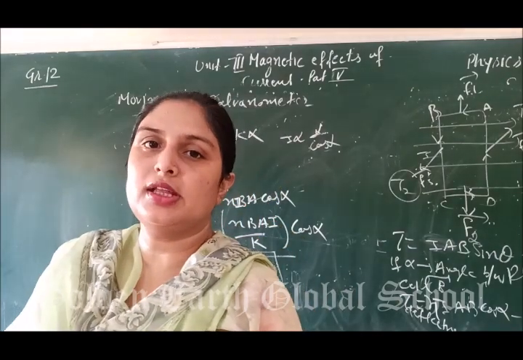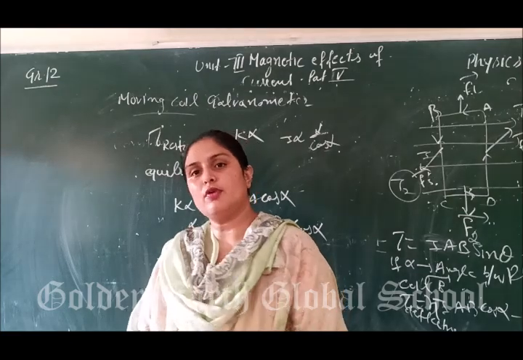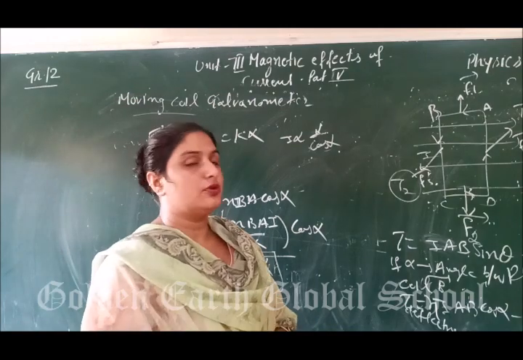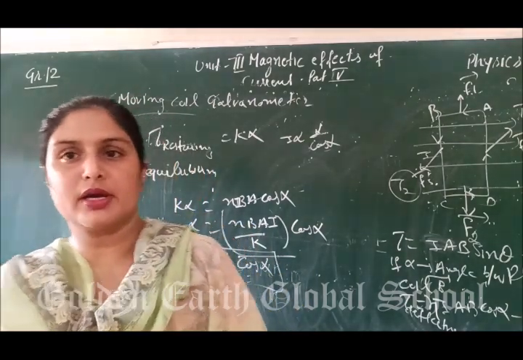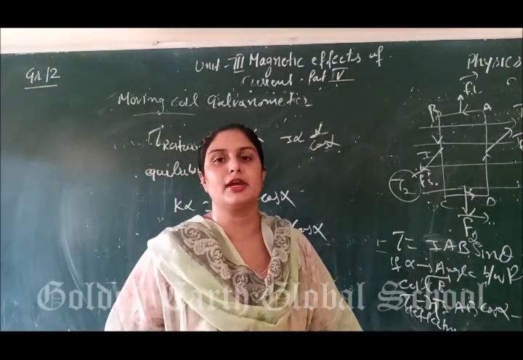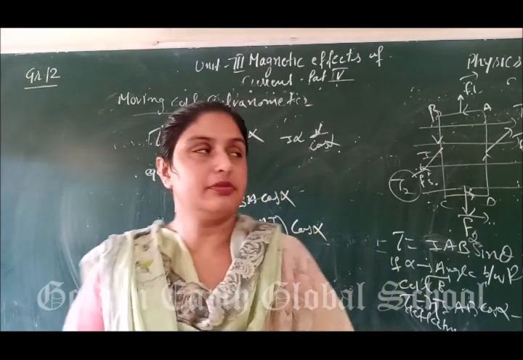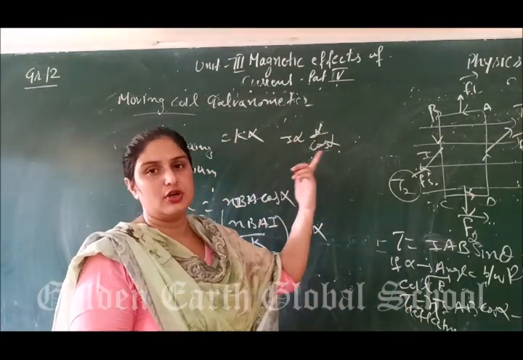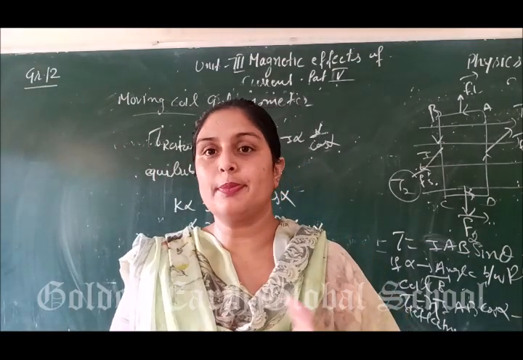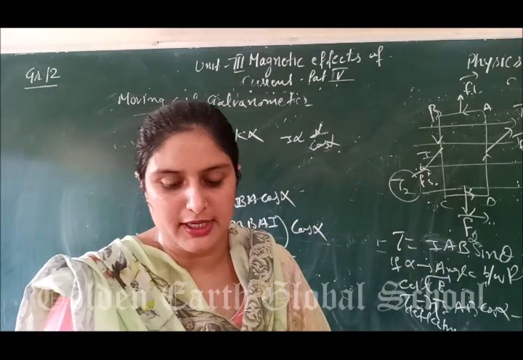Now I want to make alpha always 0. Alpha always 0 means the plane of the coil is parallel to the direction of the magnetic field. To make alpha 0, I am going to use the radial magnetic field. That's why we are going to use the concave magnetic poles. The radial magnetic field is applied so that the deflection produced is directly proportional to the current, or the plane of the coil is always parallel to the direction of the magnetic field.